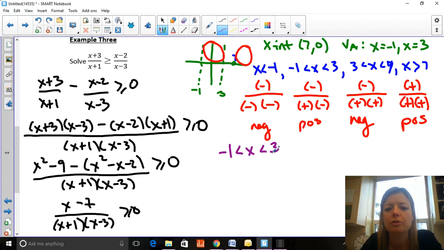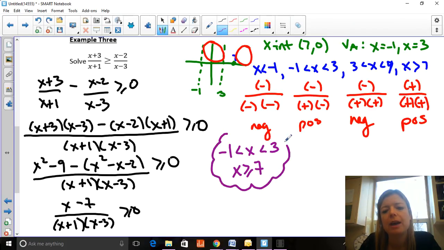Do I put inclusions here? Because look, this had an inclusion. Do I put inclusions here? I can't because they're asymptotes. But I can on greater than or equal to 7, because that's a 0. So it does actually equal 7, but they can't equal -1 and 3. So that is your solution.